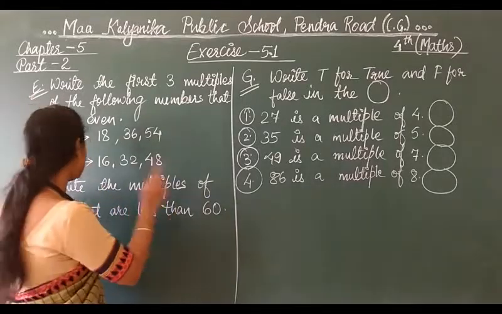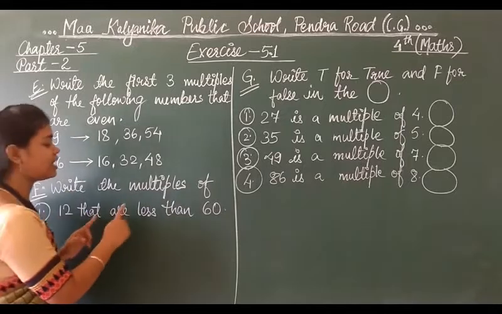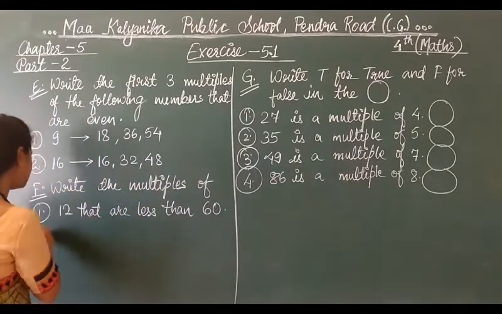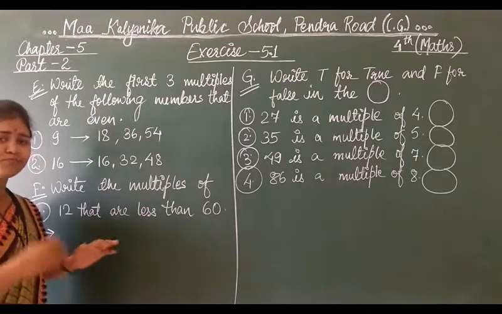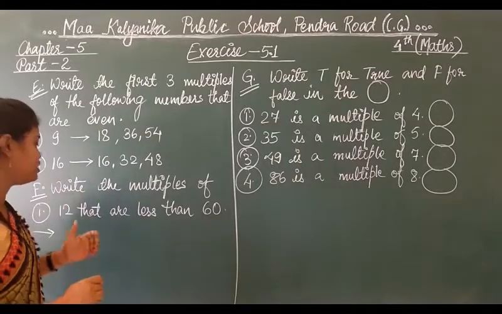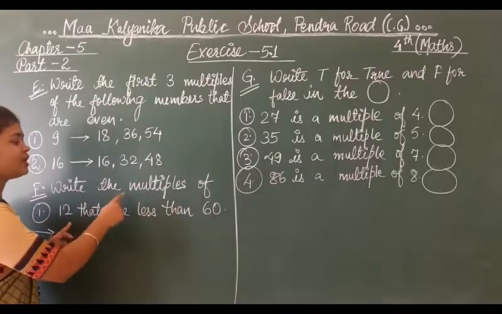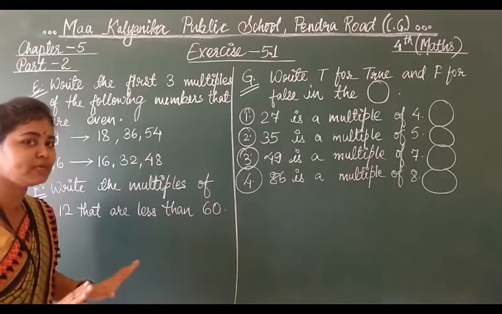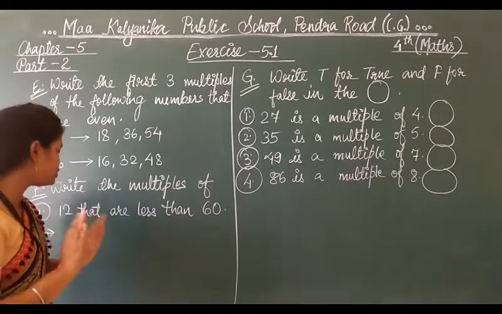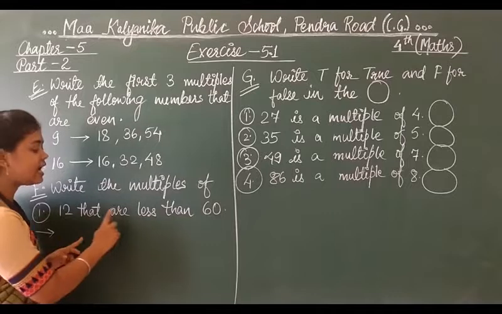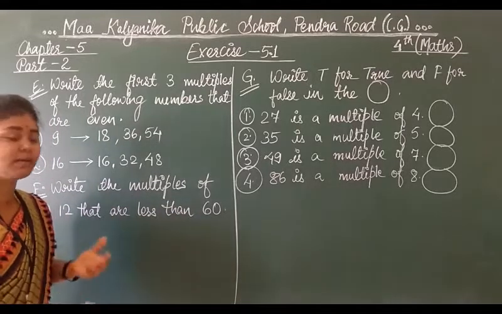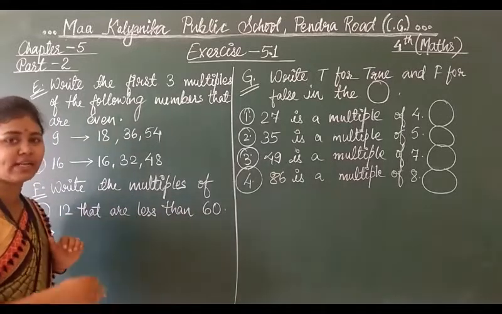Write the multiples of 12 that are less than 60. Now certain terms are used here and certain conditions are given. What we have to do? We have to write the multiples of 12, but which multiples of 12? Those that are less than 60. So before 60, whatever multiples of 12 there are, we will write all of them.